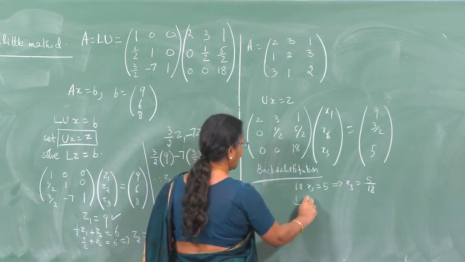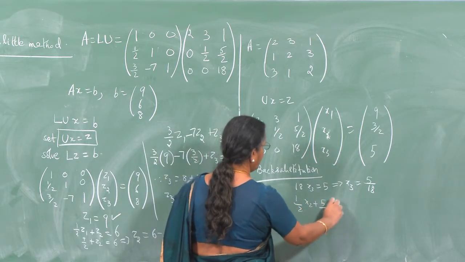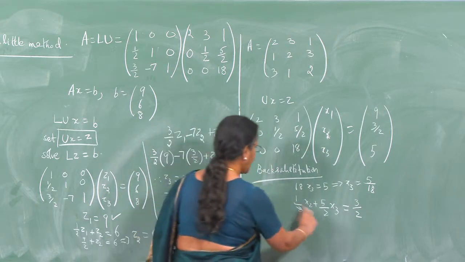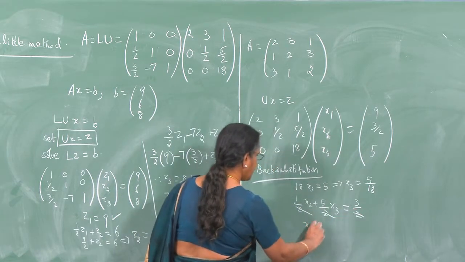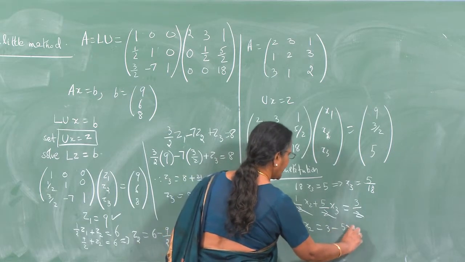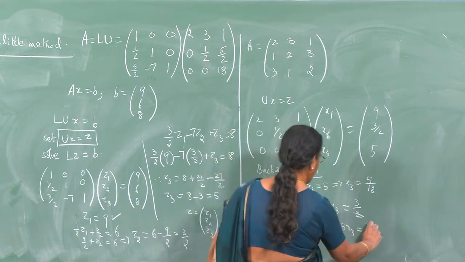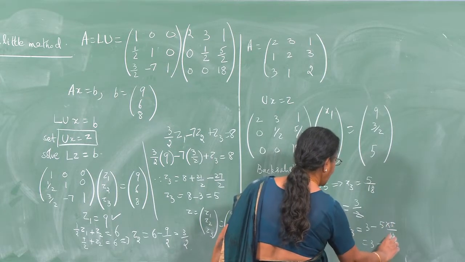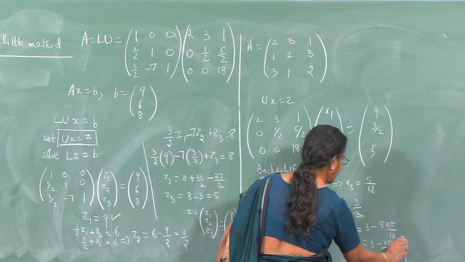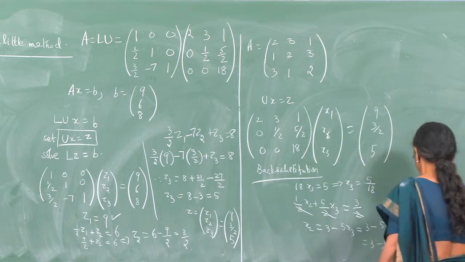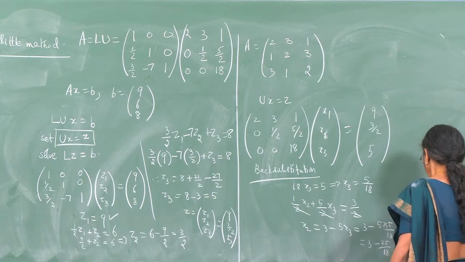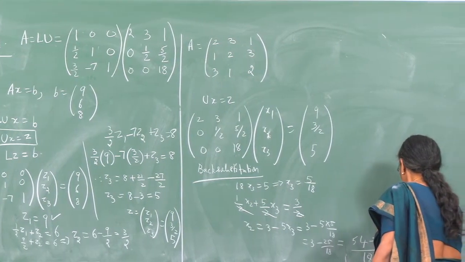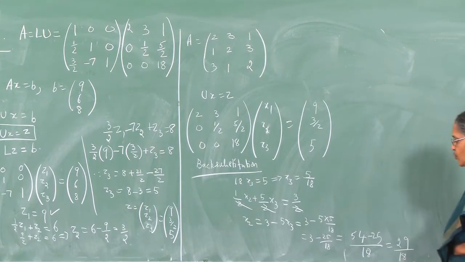Then 1/2 of x2 plus 5/2 x3 is 3/2. So, cancelling 2 throughout, x2 is 3 minus 5 x3. So, it is 3 minus 5 into 5/18. So, 3 minus 25/18. So, 54 minus 25 by 18. So, 29/18, that is x2.